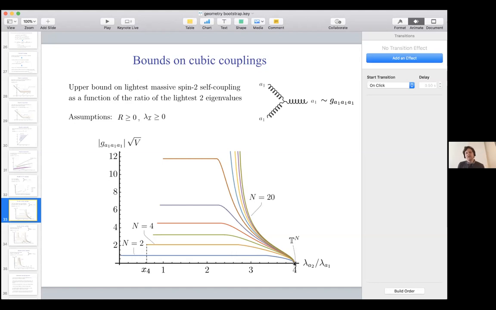ratio could never be larger than 4. As you make the ratio approach 4, the cubic coupling has to go to 0. So as you make the ratio as wide as possible, the cubic coupling has to turn off. And that's saturated by the tori where this cubic coupling vanishes.